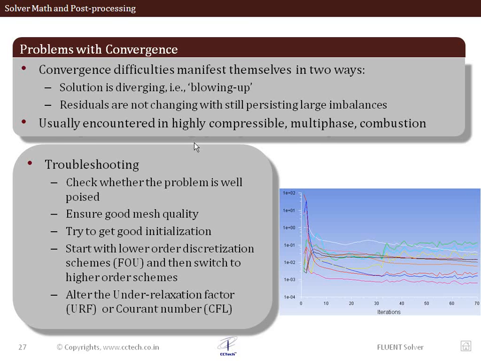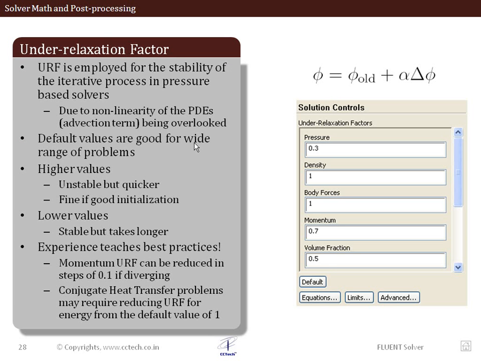Once the initialization is done through, let's say, the hybrid initialization which is available in Fluent, or you use an initial solution file from a previous coarse mesh solution, we can start with a lower order discretization scheme like a first order scheme, and try to achieve a certain amount of convergence, and then we go for a higher order upwinding scheme or discretization schemes. Apart from this, the under relaxation factors (URF) or Courant number can also come in handy. I'll explain this in the coming slides.